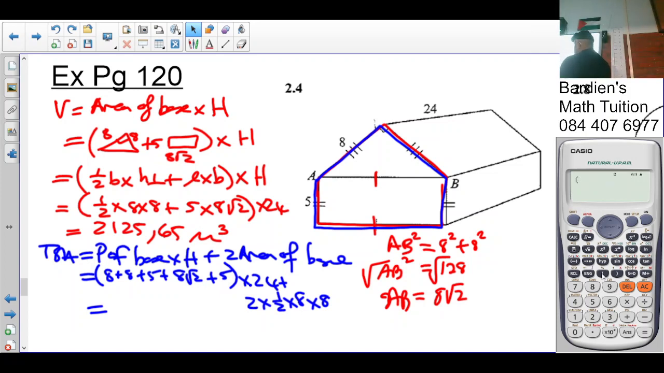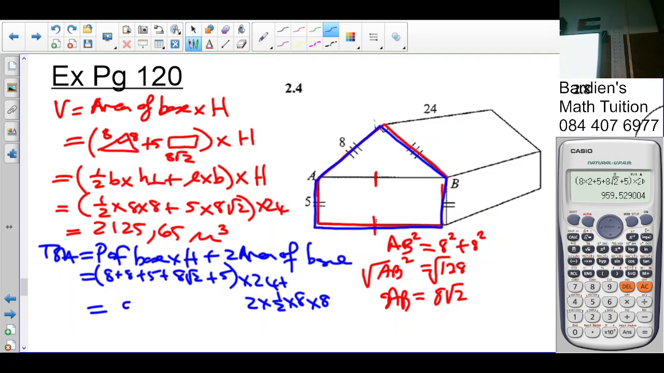So brackets, 8 plus 8 plus 5 plus 8 root 2 plus 5, times 24 plus 959,53 units. Okay, do you guys get that? Yes.